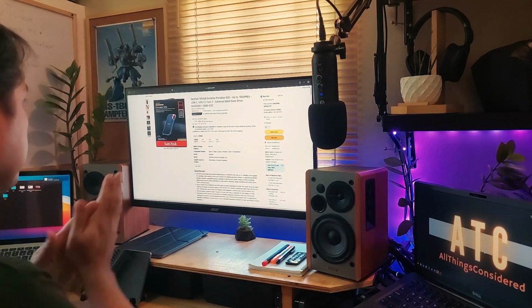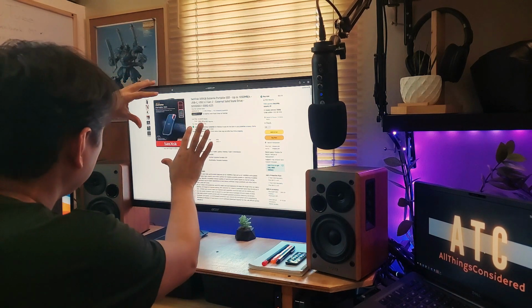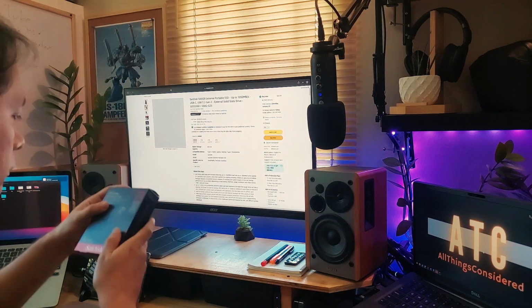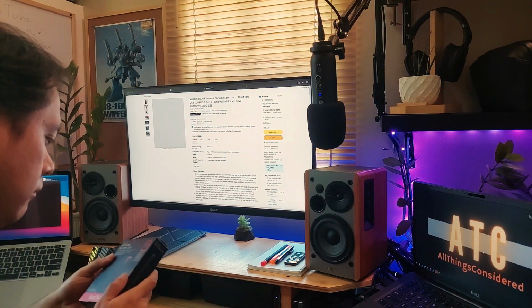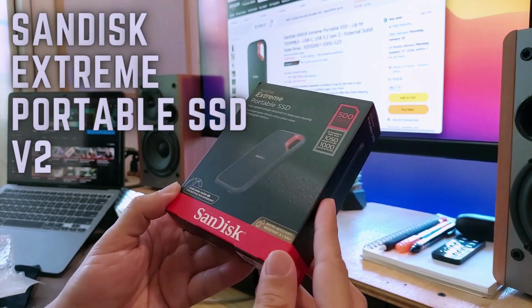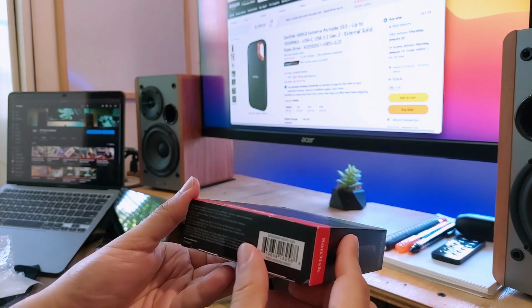I ended up going with a SanDisk Extreme SSD version 2 with an advertised max read-write speed of 1000 Mbps. What I have here is 500 gigs, but they also come in 1, 2, and 4 terabyte variants.